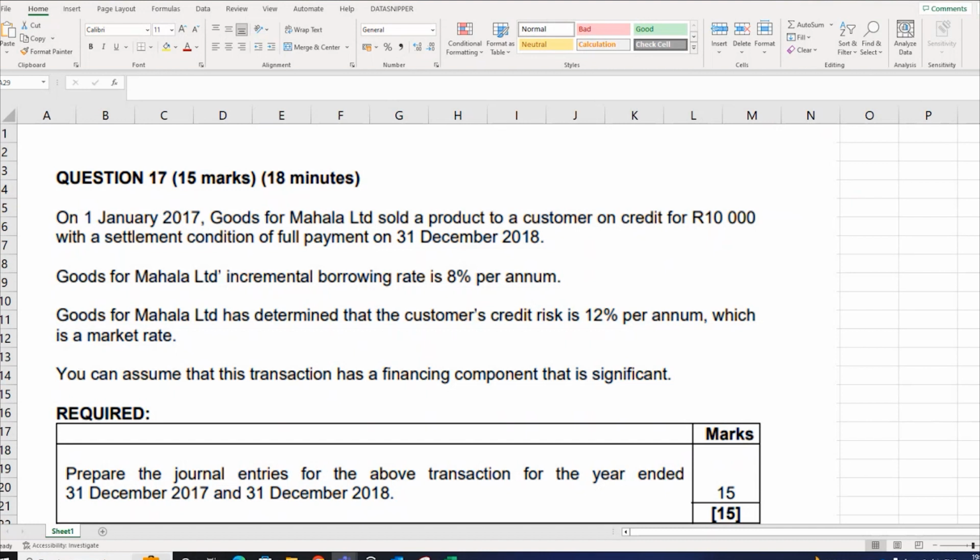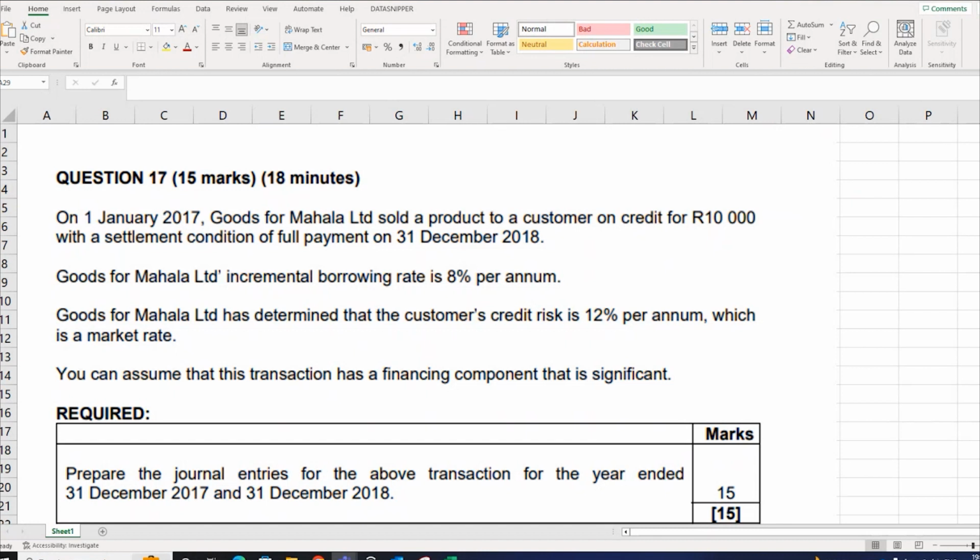On 1 January 2017, Goods for Mahala Limited sold a product to a customer on credit for 10,000 Rand with a settlement condition of full payment on 31 December 2018. Goods for Mahala Limited's incremental borrowing rate is 8% per annum. And then Goods for Mahala has determined that the customer's credit risk is 12% per annum, which is a market rate. And then you can assume that this transaction has a financing component that is significant.